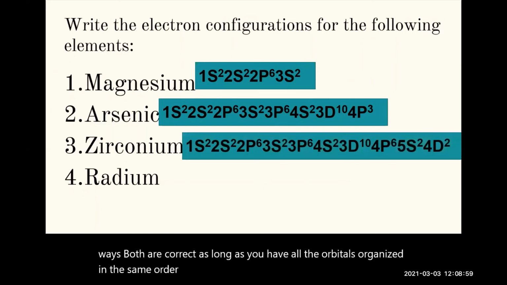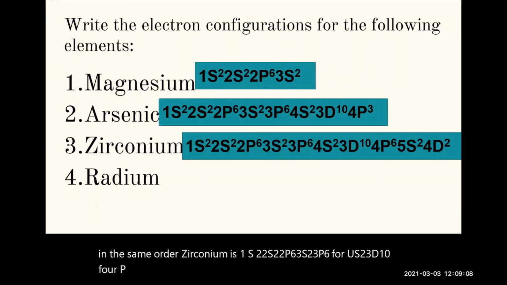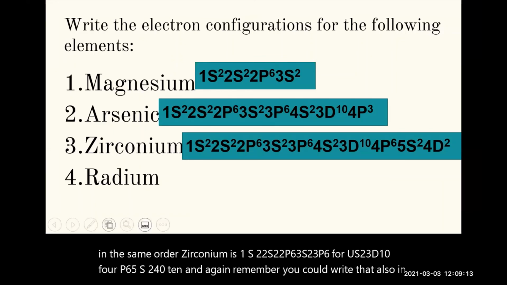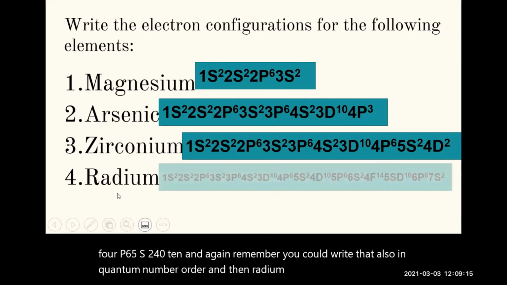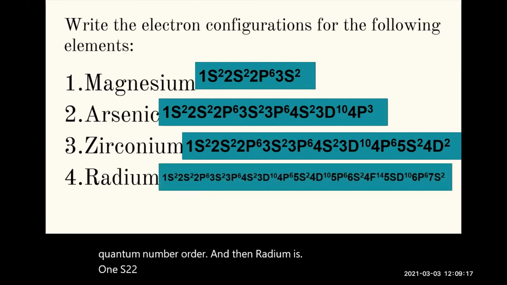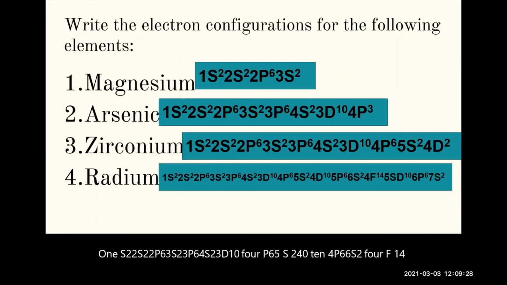Zirconium is 1s2, 2s2, 2p6, 3s2, 3p6, 4s2, 3d10, 4p6, 5s2, 4d10. And again, remember, you could write that also in quantum number order. And then radium is 1s2, 2s2, 2p6, 3s2, 3p6, 4s2, 3d10, 4p6, 5s2, 4d10, 5p6, 6s2, 4f14, 5d10, 6p6, 7s2.